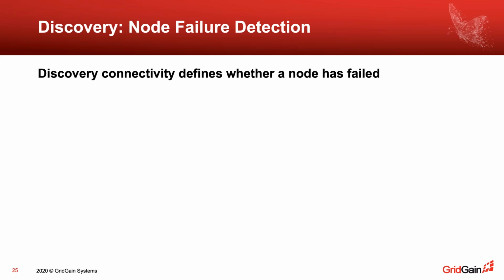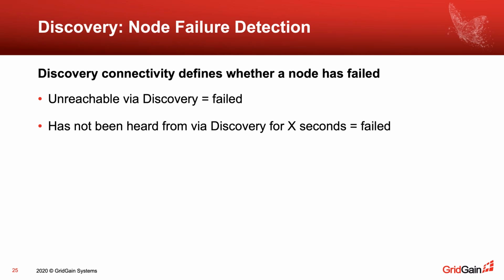So discovery defines whether a node is healthy, whether it's online, and whether it needs to be removed. Basically, we say that there are two rules. First, if a node is unreachable via discovery, if we can't use our discovery link to send a message to the node, then we consider the node as failed. If we haven't heard from a node on the discovery link for some seconds, which is configurable, then the node has failed.